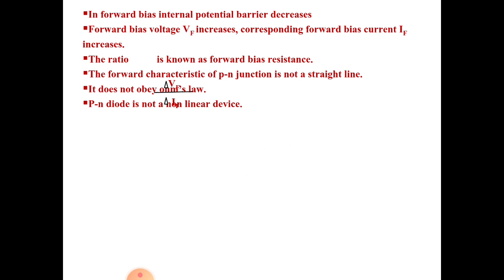In forward bias, the potential barrier decreases because the width of the depletion region decreases. As the forward bias voltage Vf increases, the corresponding forward bias current If increases. The ratio delta Vf divided by delta If is known as forward bias resistance.